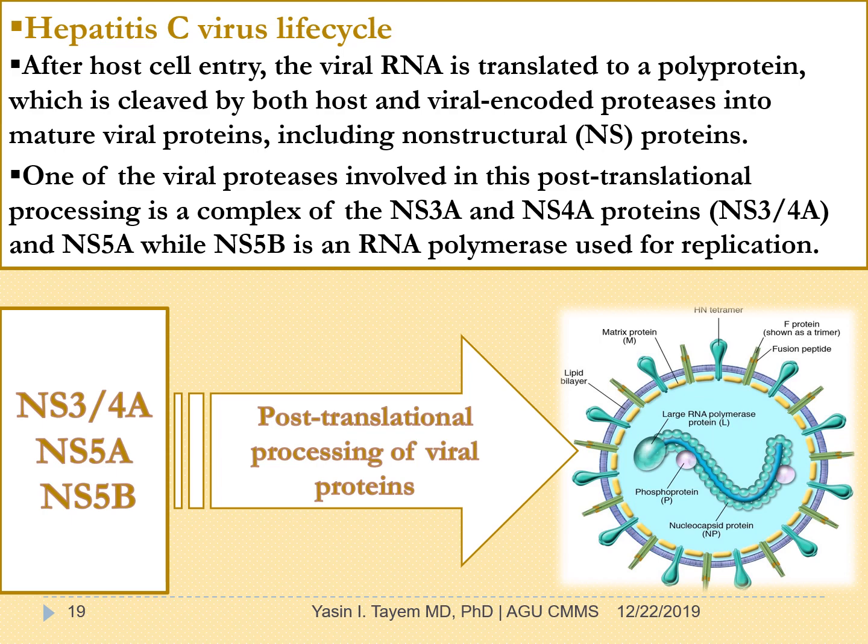After entry into the host cell, viral RNA is translated into a polyprotein, which is cleaved by both host and viral encoded proteases into mature viral proteins, including non-structural proteins or NS proteins. One of the viral proteases involved in this process is complex of non-structural 3A, non-structural 4A, non-structural 5A. However, non-structural 5B is an RNA polymerase that is used for virus replication.